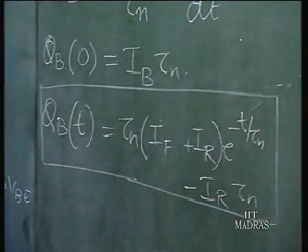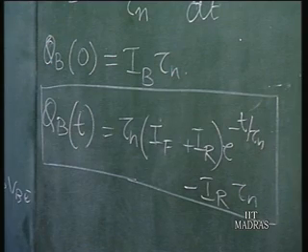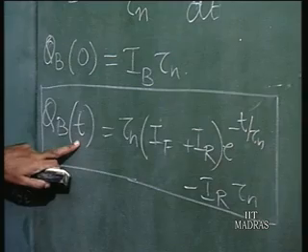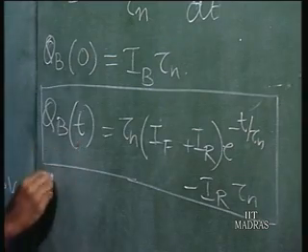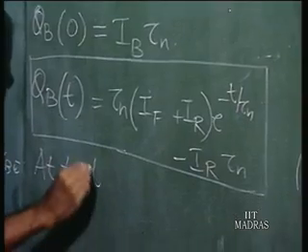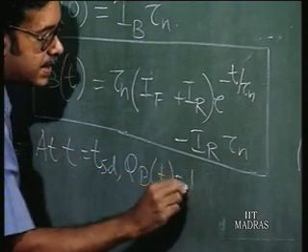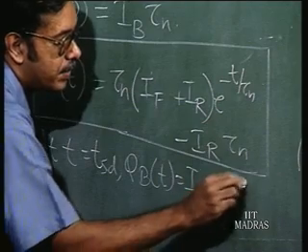Okay. Now, how do you find out the storage delay time? At t is equal to TSD, QB(t) will be equal to IC sat times tau t.